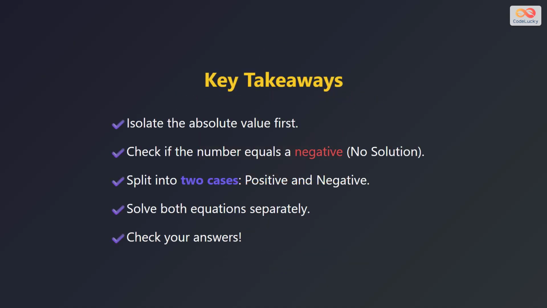To wrap up, here is your checklist for success. First, make sure the absolute value part is isolated. Second, check if it equals a negative number. If so, stop. Third, split the equation into two cases, one positive and one negative. Finally, solve both equations and check your work.